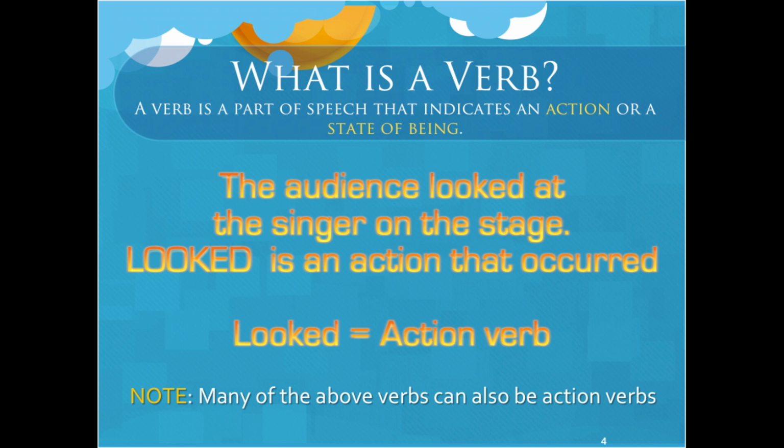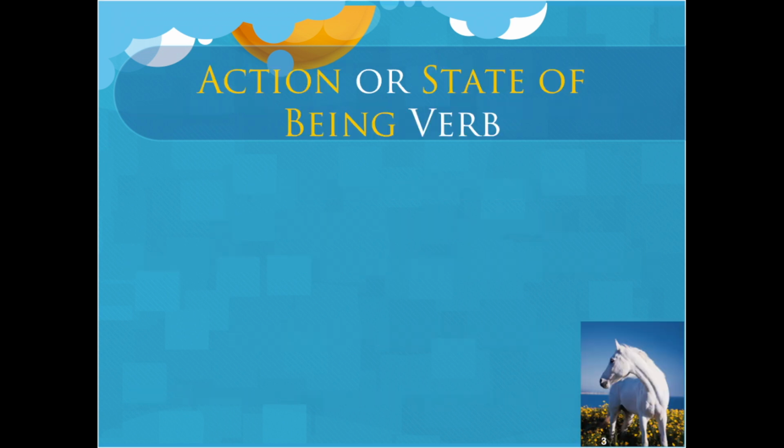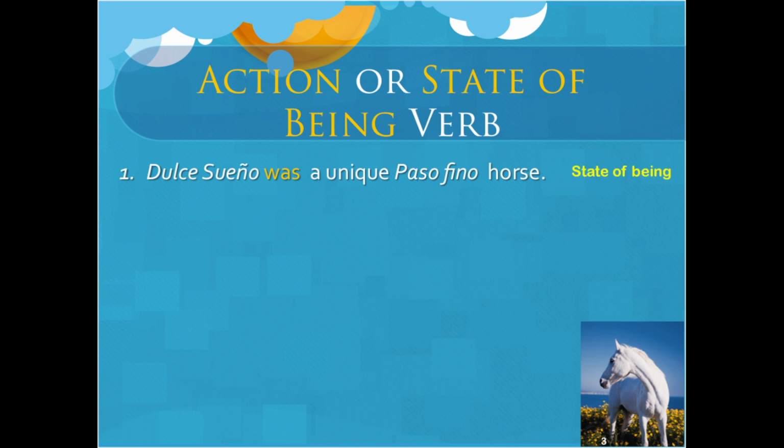Oh, that's right, Betsy. So let's see if we can identify the type of verbs in the following sentences. We will read the sentence and you will decide whether it's an action or a state of being verb. All right, number 1. Dulce Sueño was a unique paso fino horse. Was is the verb there. Can you guess what type of a verb it is? Action or state of being? It's a state of being verb because it's was, and was links to the paso fino, which is the subject, to horses.